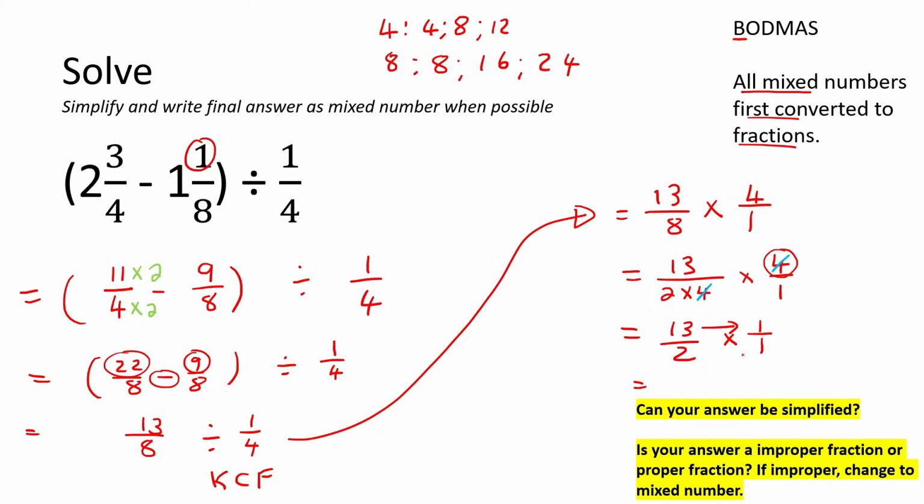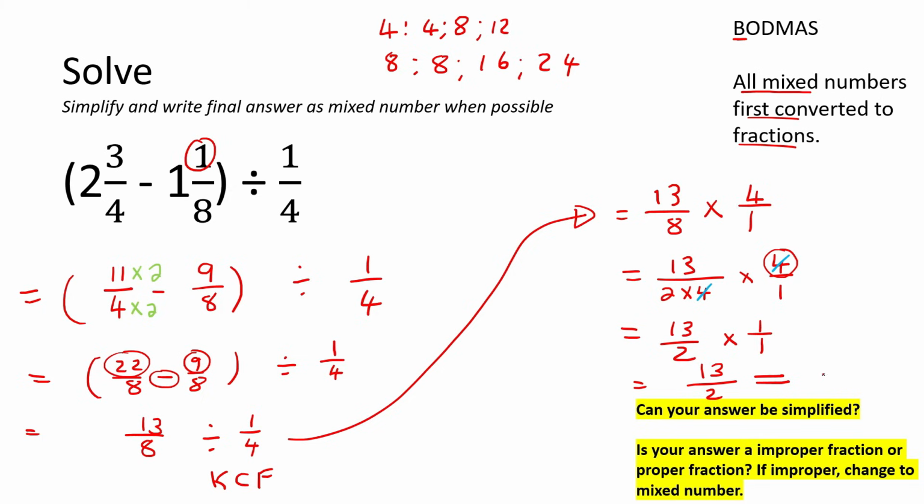Now we can just say top times top, bottom times bottom, which will give us that. Can you simplify 13 over 2? No. Is it an improper fraction? Yes, it is. So we need to change this to a mixed number. How do we do that?